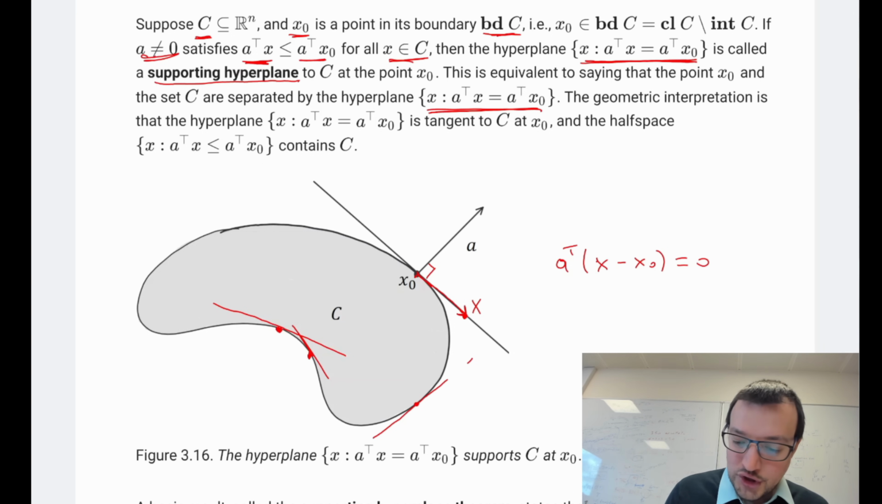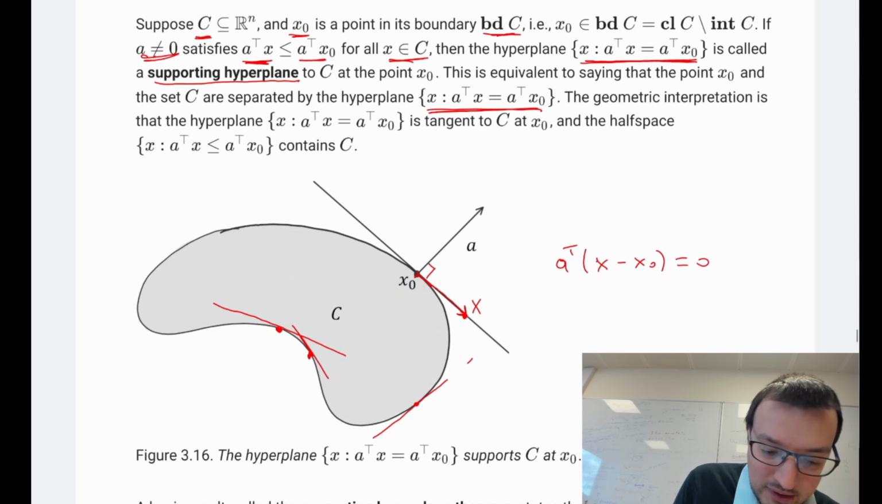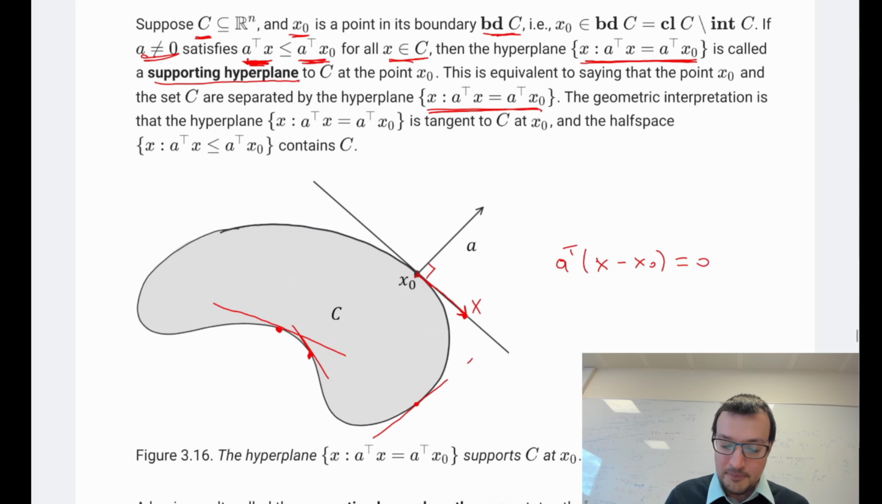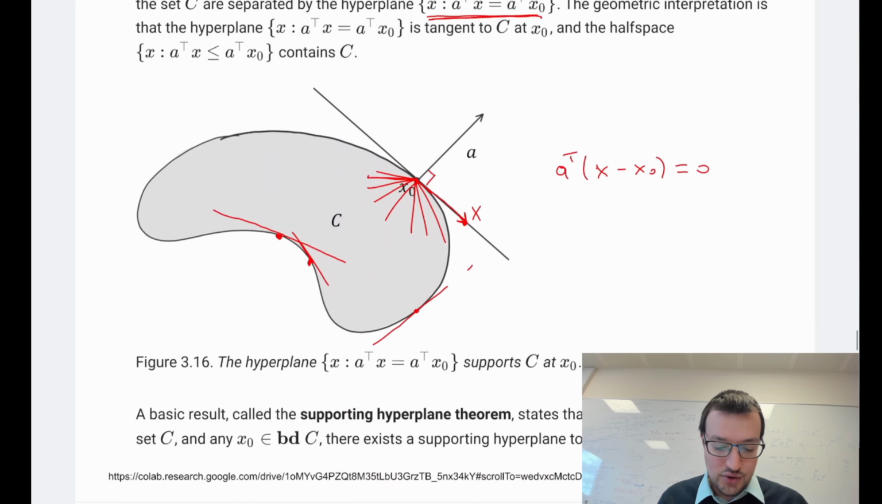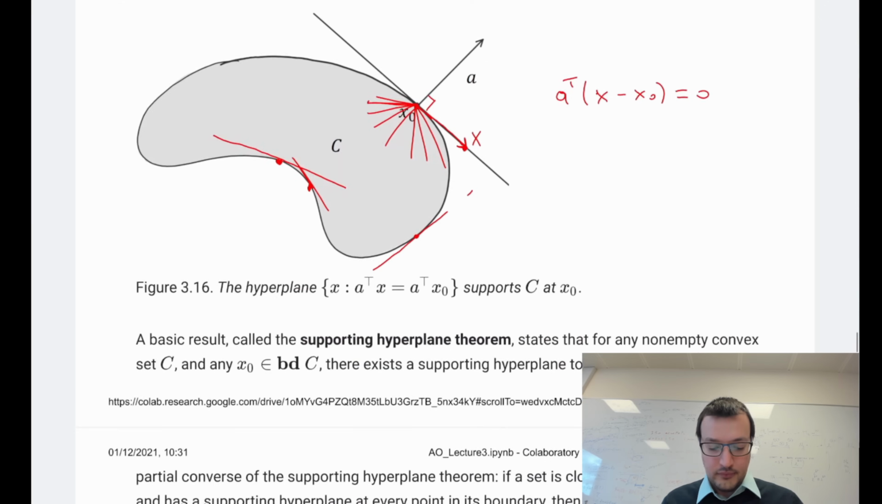And then the condition for the supporting hyperplane, which is essentially a transpose x is less or equal than a transpose x0, simply means that all the possible vectors that can be constructed in C, okay, have an angle which is bigger than 90 degrees. Okay, so this is a concept that we saw before, and I wanted to point out that a similar interpretation in terms of angles and the scalar product can be done.